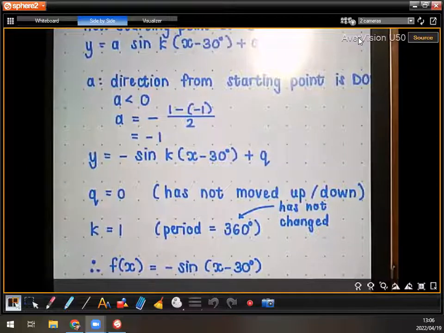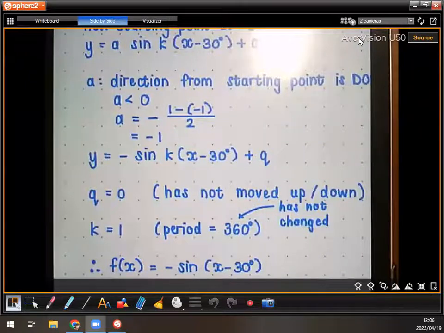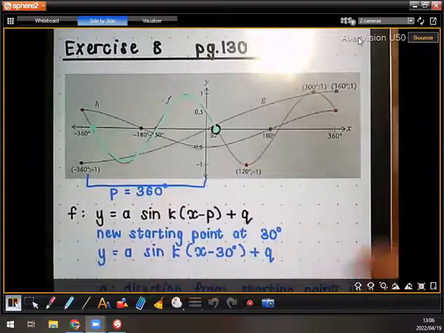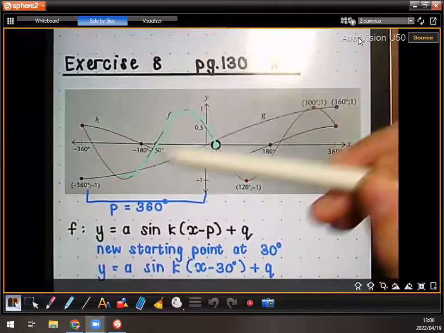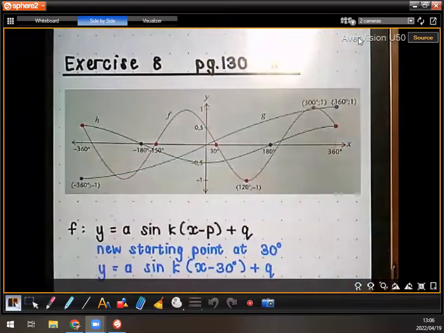We'll look now at some more examples. Are there any questions on this first one, guys? All right, let's look at G and H. Now remember, these are questions from the textbook, so you will be able to find the diagram there. Okay, let's look at G. G is this graph here.